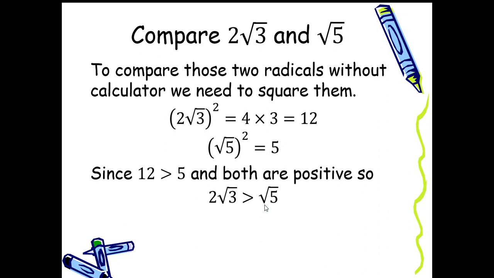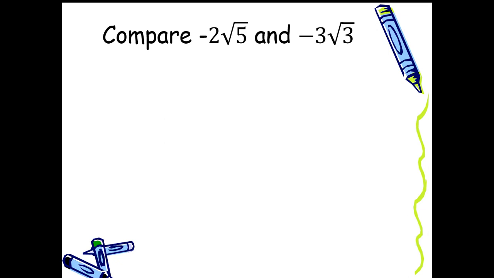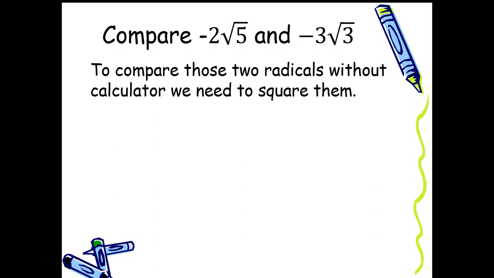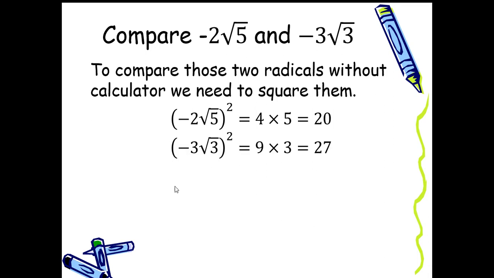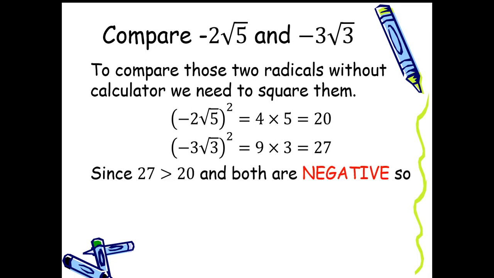It's not the same case for the negative. I will tell you why. If I want to compare minus 2 radical 5 and minus 3 radical 3, it's also the same: I will start to square them. Minus 2 radical 5 squared: minus 2 squared is 4, radical 5 squared is 5. 4 times 5, 20. And then here I have minus 3 squared is 9 and radical 3 squared is 3, so 27.